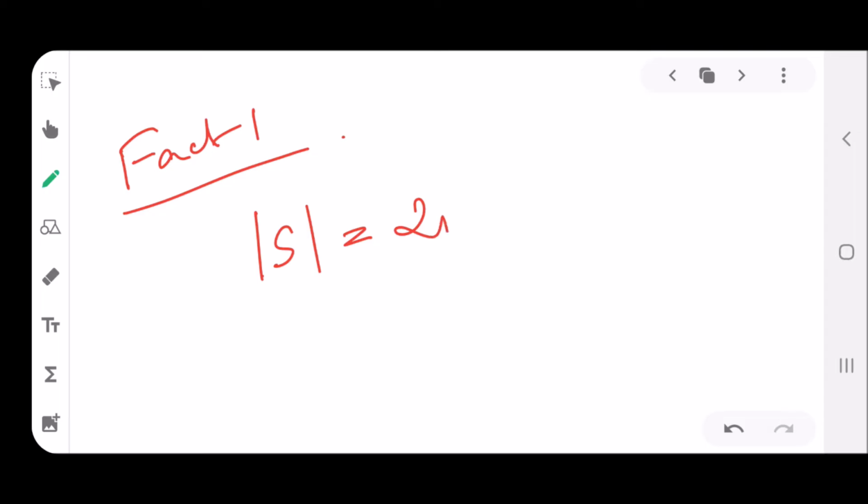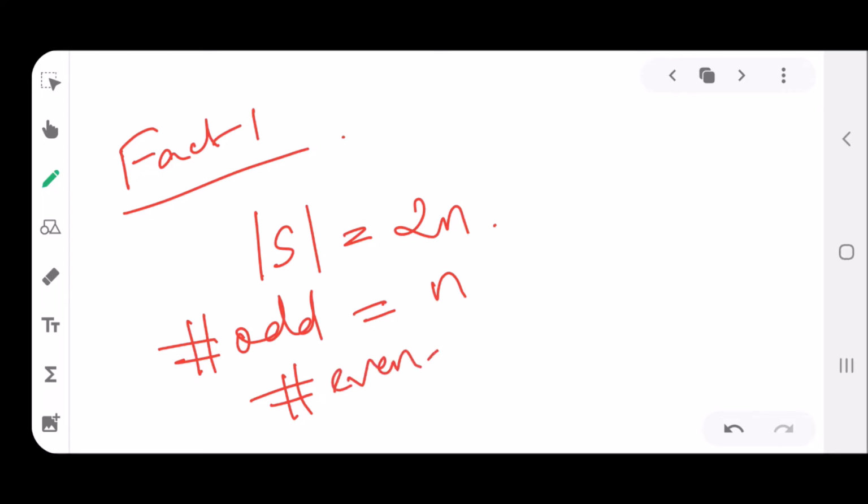So let's state two facts first. Fact 1: the cardinality of S is 2n, the set is 1 to 2n. So how many odd numbers are there and how many even numbers are there? The number of odd numbers is n, and similarly the number of even numbers is n. This is a simple fact, and we are using it in our proof, so that's why I'm stating it.